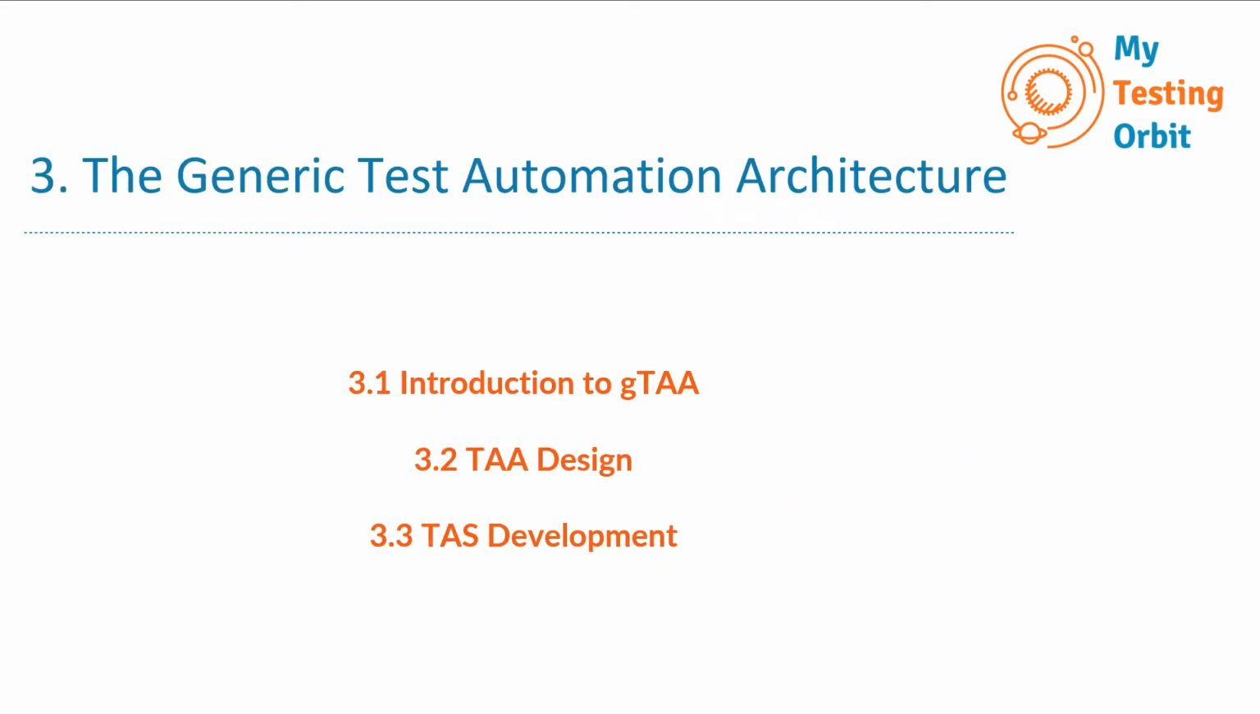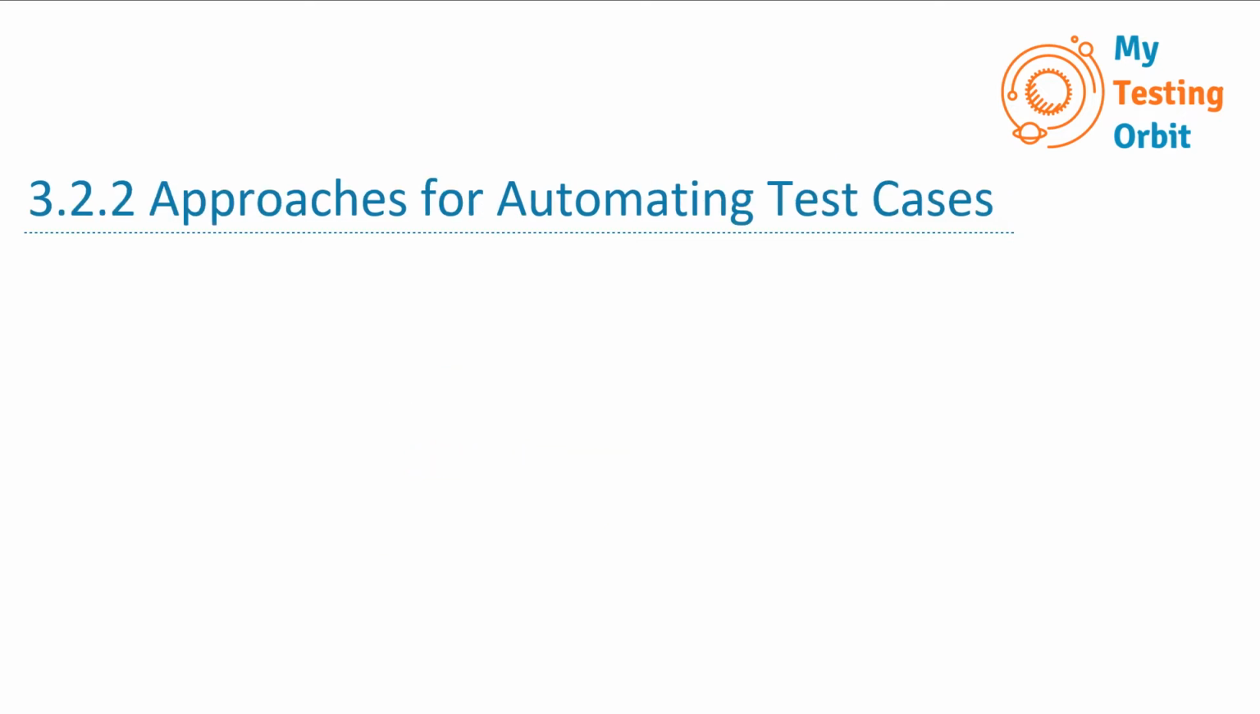So we will continue with TAA design, and the topic we will cover in today's session would be approaches for automating test cases. In order to design a good test automation architecture and eventually a successful test automation solution, we need to carefully adapt to what kind of test automation approach we will be using, and that's what we will be covering in today's session.